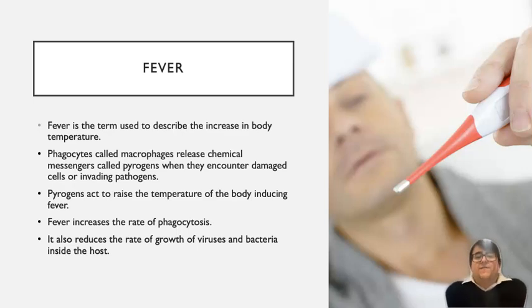Our last one that we want to talk about, fever. Fever is the term we use to describe the increase in body temperature. Phagocytes called macrophages, talked about them last time, release chemical messengers called pyrogens. Now you can probably tell pyrogens are the ones that are going to help with temperature. So pyrogens act to raise the temperature of the body, which induces fever. Fever increases the rate of phagocytosis, but it also reduces the rate of growth of viruses and bacteria because the virus and bacteria have adapted to evolve to our general body temperature. So anytime we're increasing that body temperature, we are decreasing the efficiency of the virus or the bacteria.